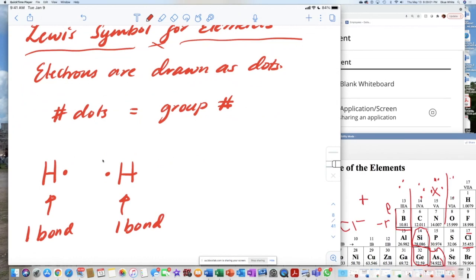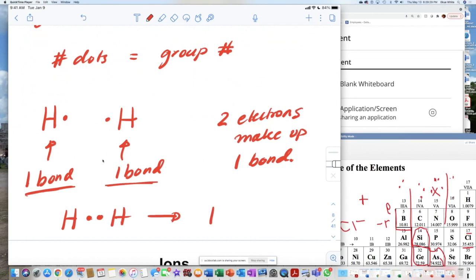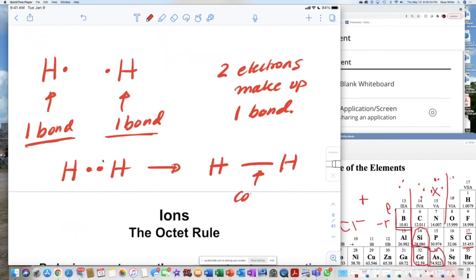Okay, the other information we need to know is that 2 electrons are needed per bond. So 2 electrons make up one bond. Okay? So if these can only bond with one bond and these can only bond with one bond, when you bring them together and they share their electrons, guess what? These are now shared electrons. They become essentially a bond between the hydrogen, and this is now called a covalent bond.